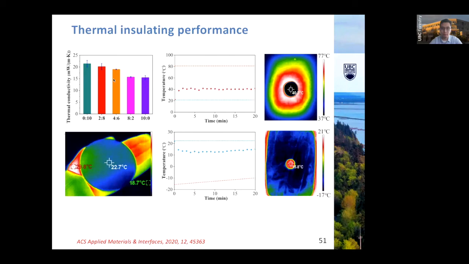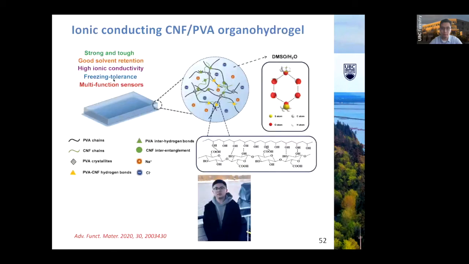So the last example I want to give you is an ionic conducting cellulose nanofiber PVA organic hydrogel. This was done by my third year PhD student, Jiang. What we are doing here is using the cellulose nanofiber to incorporate into the polyvinyl alcohol hydrogel, and then a network structure will form between the PVA and the cellulose nanofiber chains.